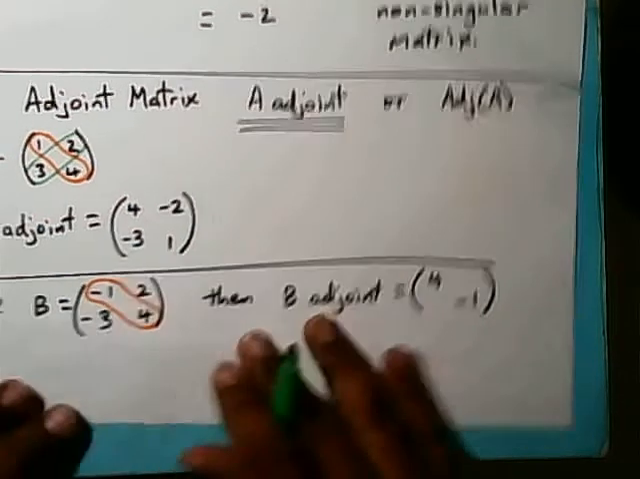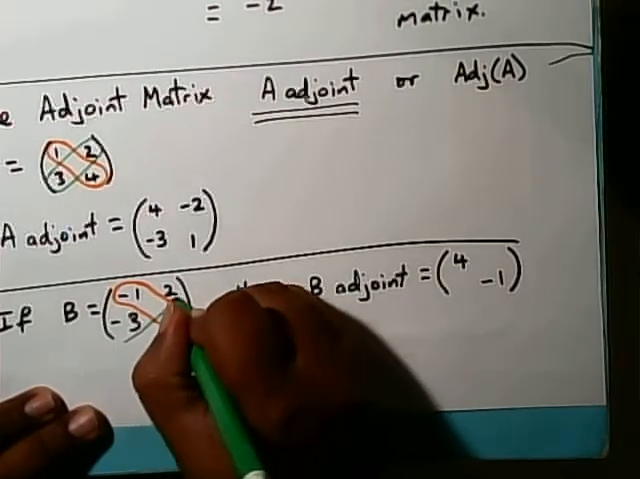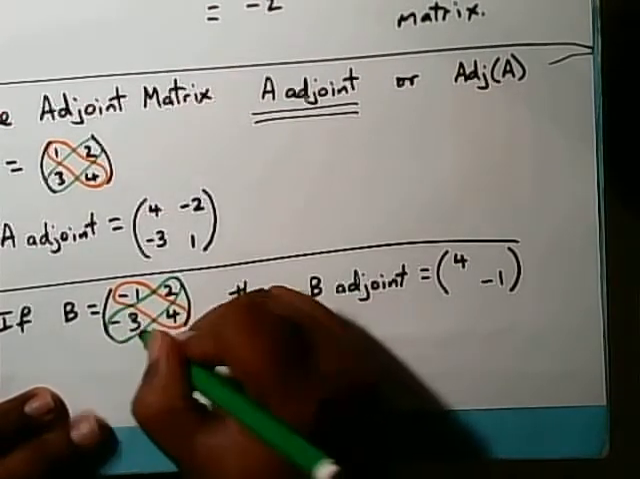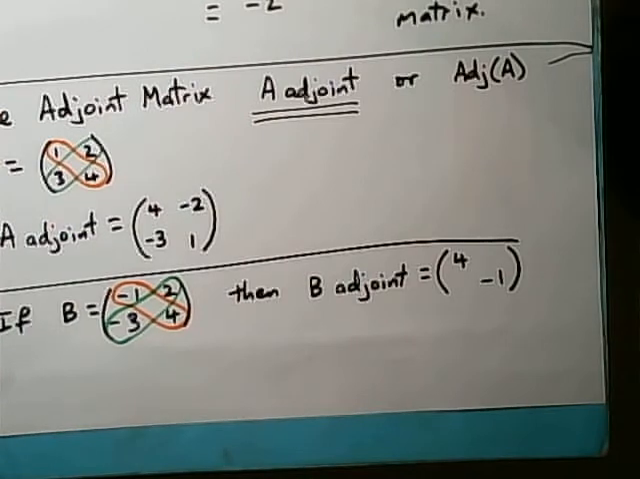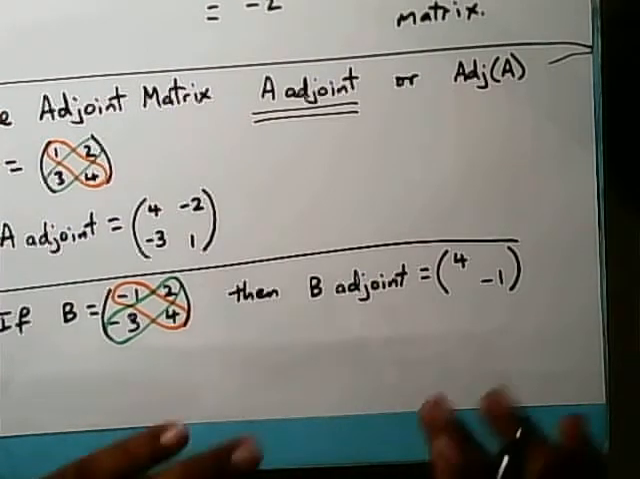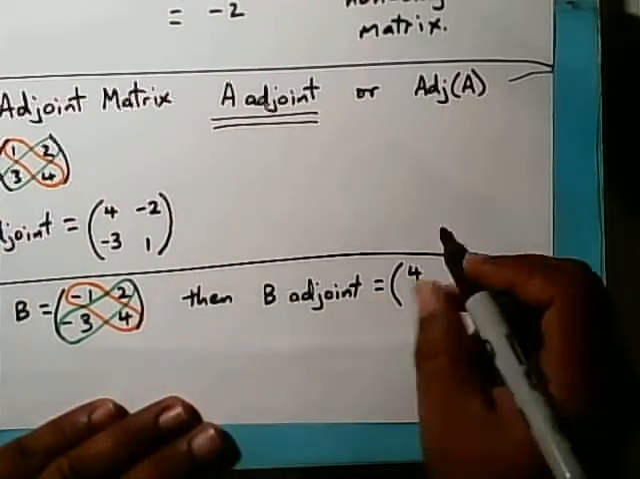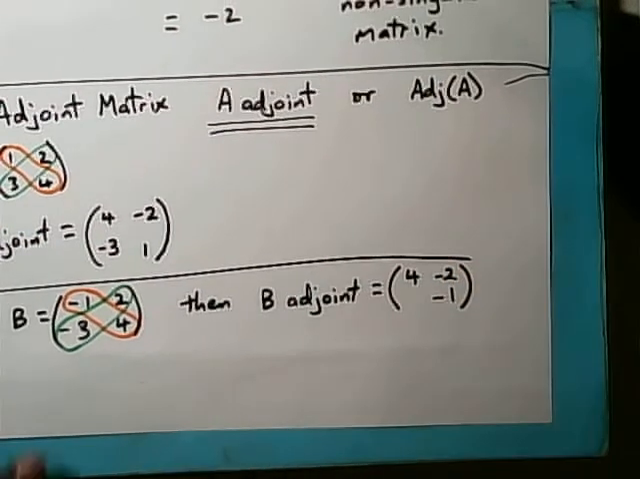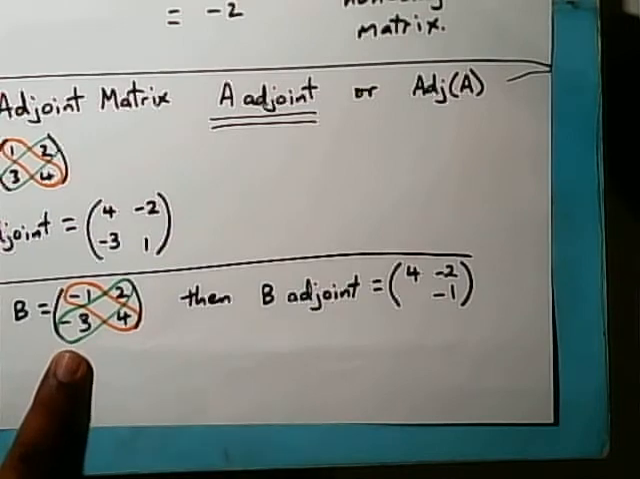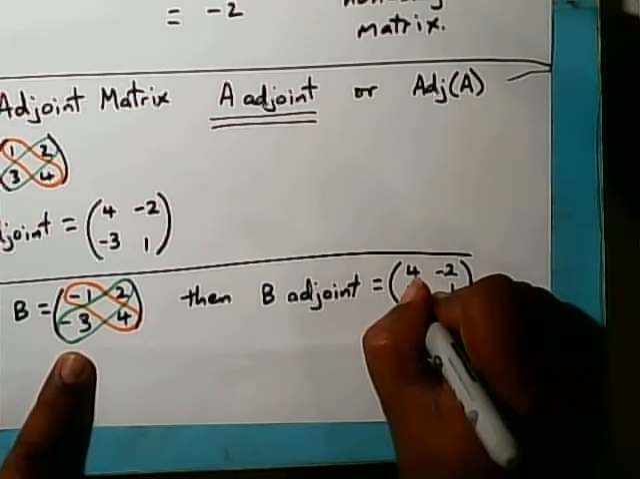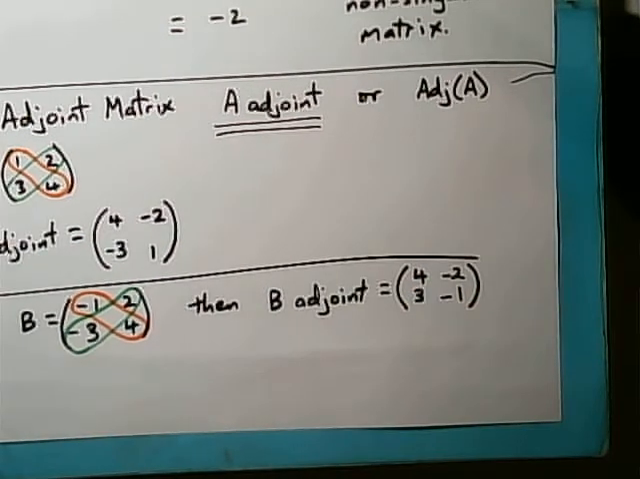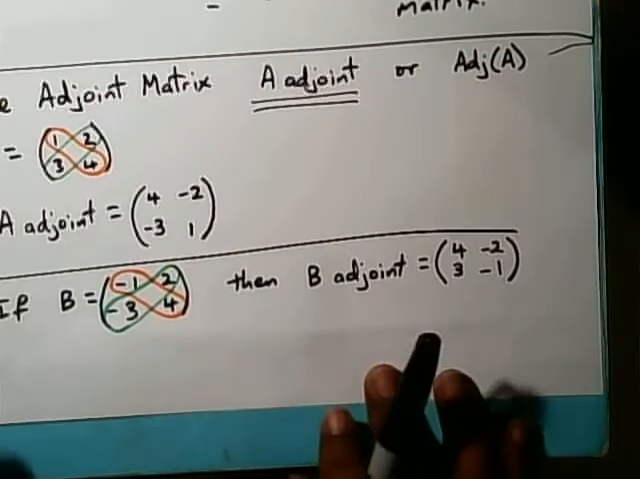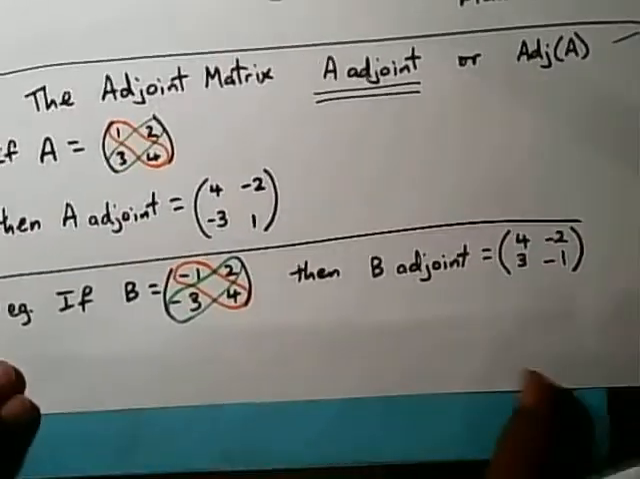However, look at the next diagonal. We have 2 and we have minus 3. We do not swap them. All we do is change their sign. So this 2 stays there, but it becomes minus 2. And that minus 3 will change sign and become positive 3. Okay? So what's the rule to find an adjoint matrix?